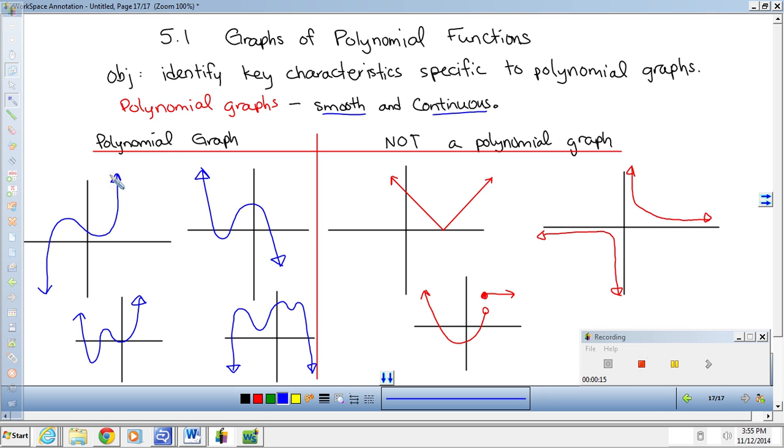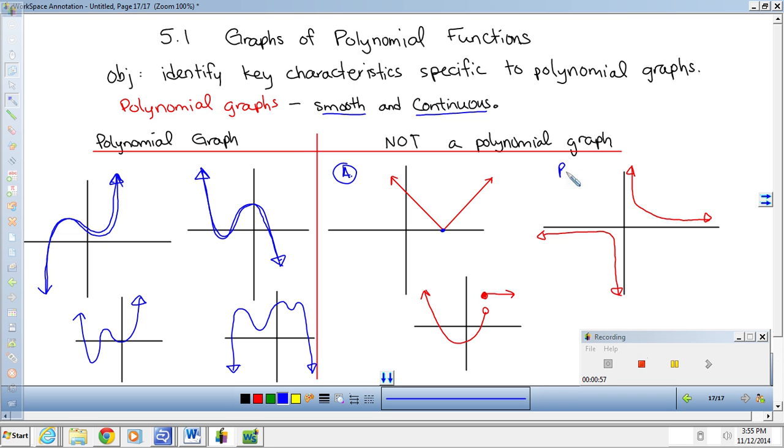Notice that these graphs in blue are both smooth and continuous. So I can trace each of these graphs, each of these curves, without lifting up my pencil. So that makes it continuous. And they are smooth as opposed to not smooth, like this one right here. We'll call this A. Example A right here is not smooth because I have a sharp corner. So all of these humps, all of these are rounded. So that's what makes it a polynomial graph.